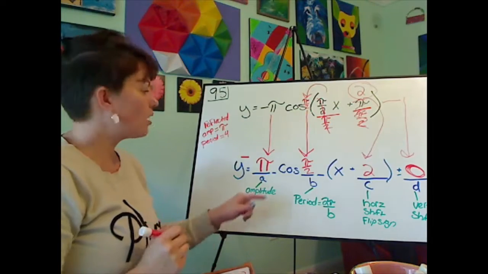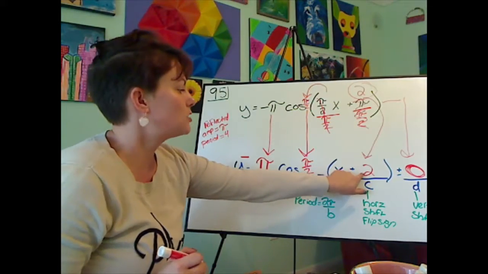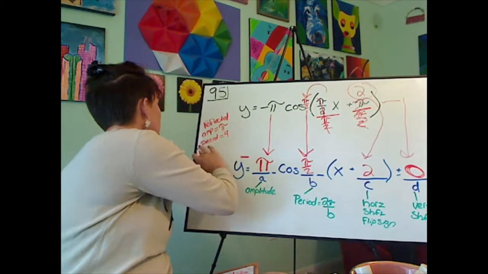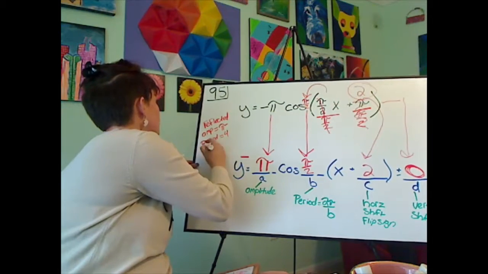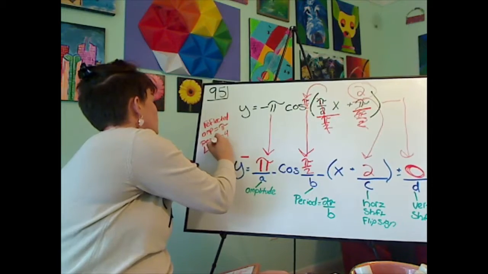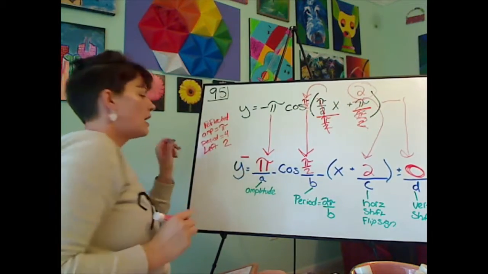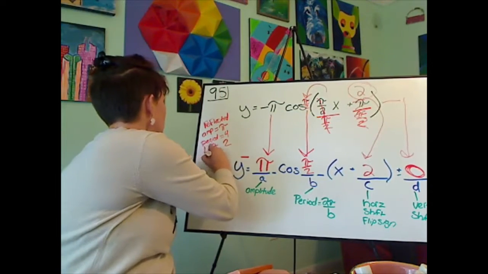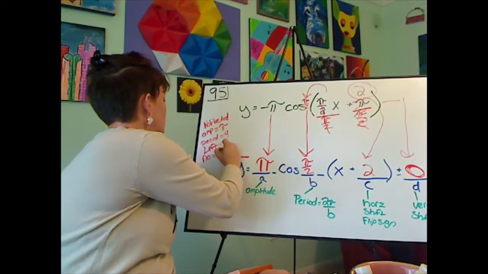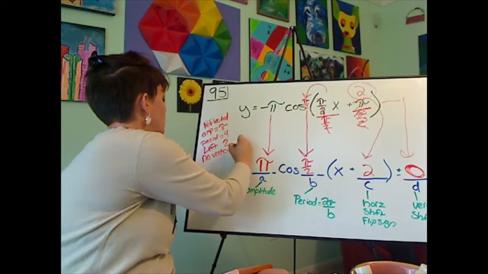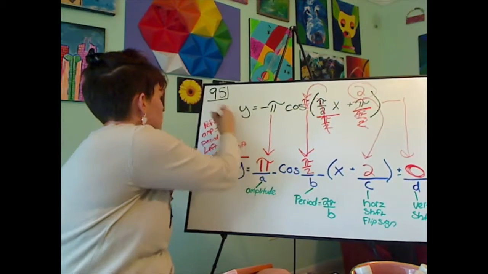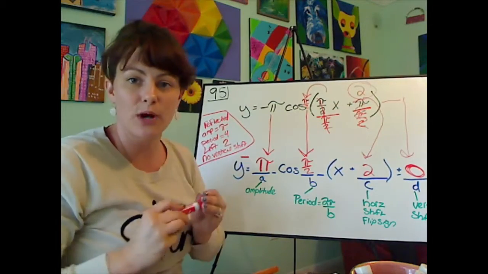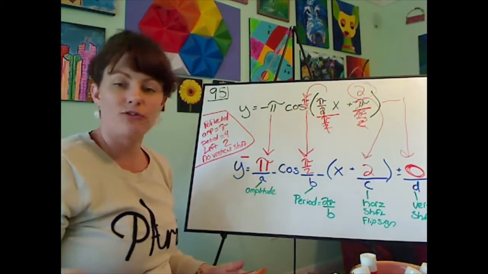Our horizontal shift, right here it says +2, so the horizontal shift is actually left 2. We don't have to say horizontal shift. They'll know when they see left that we mean horizontal. And then there is no vertical shift. So there's the answer to problem 95 and the explanation for how you get it.